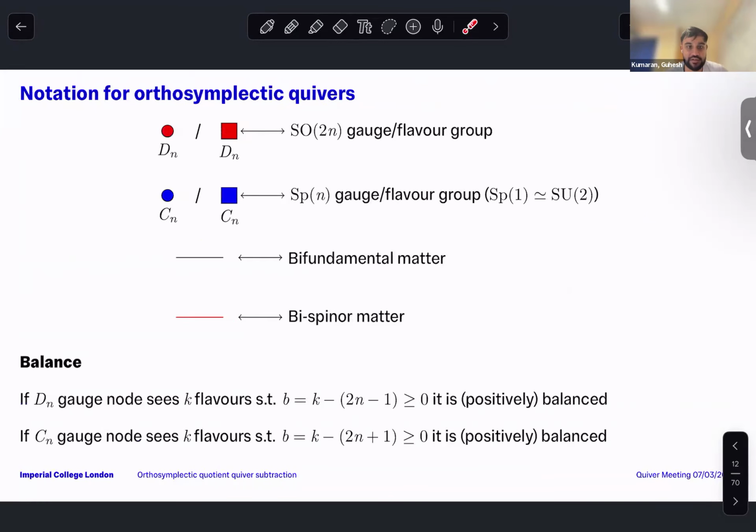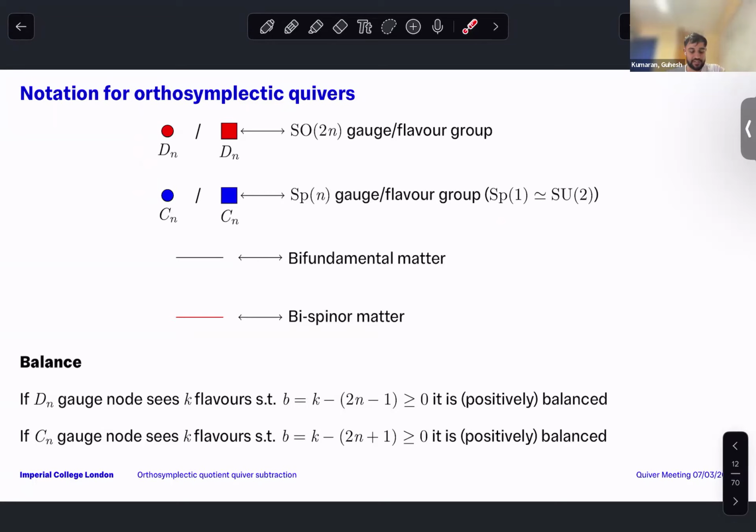Okay, so I'll introduce a bit more notation. I guess this is notation that everyone is familiar with, but red denotes SO(2N) and not O in this case, and blue means SP. So a circle is a gauge node and a square is a flavor. And I'm using the notation where SP1 means SU2.